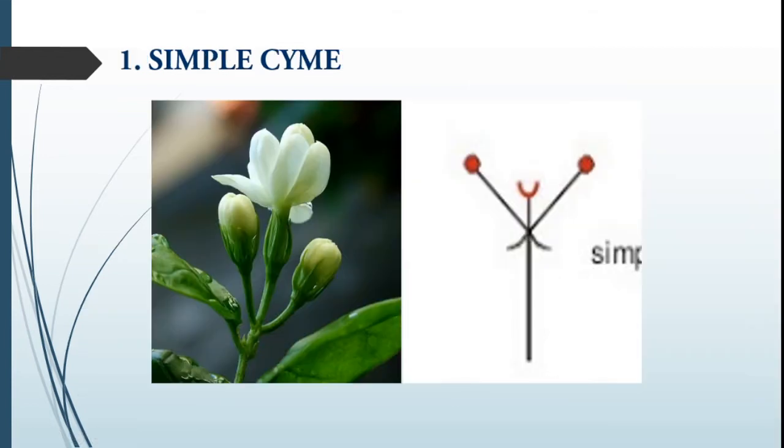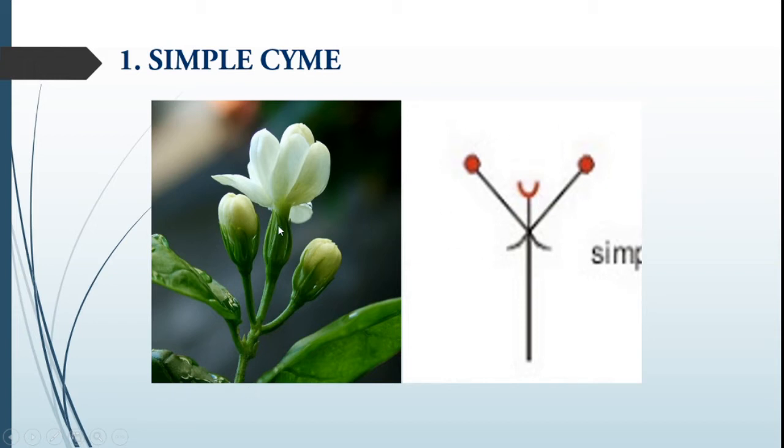Now we are dealing with the different categories of cymose inflorescence. The first one is the simple cyme. In simple cyme, there are only 3 flowers. That is, the inflorescence contains only 3 flowers.